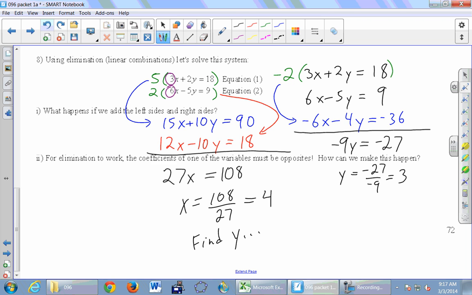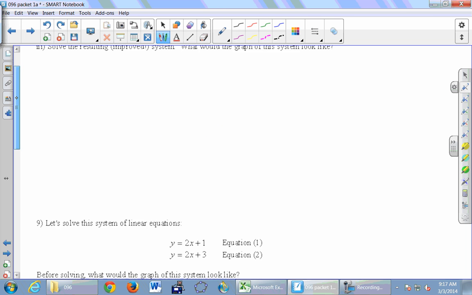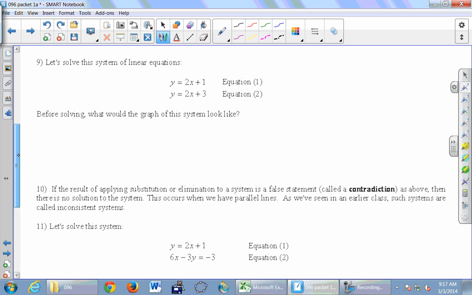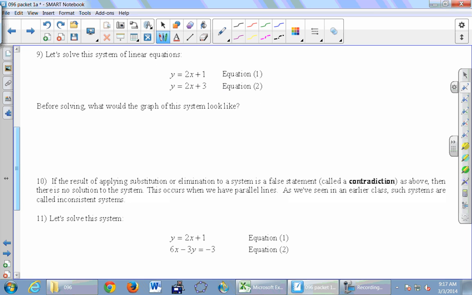Okay. All right, so before we do group work, there's just one funny case that we need to talk about. Let's take a look at number 9 on the next page. What's that? Yes, go ahead.